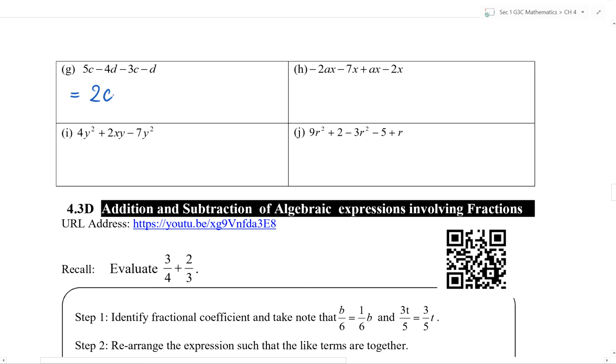Okay, how many d's do we have? How many d's do we have? Wrong. How many 5's do we have? Negative 5d.